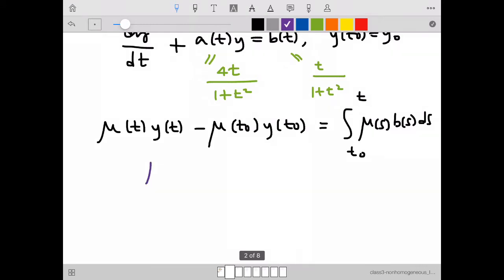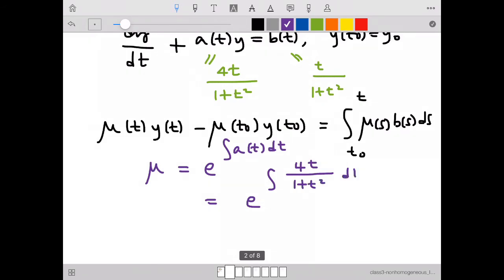So let's find mu. Mu is e to the integral of a(t) dt, the integrating factor. So this is e to the integral of 4t over 1 plus t squared dt.